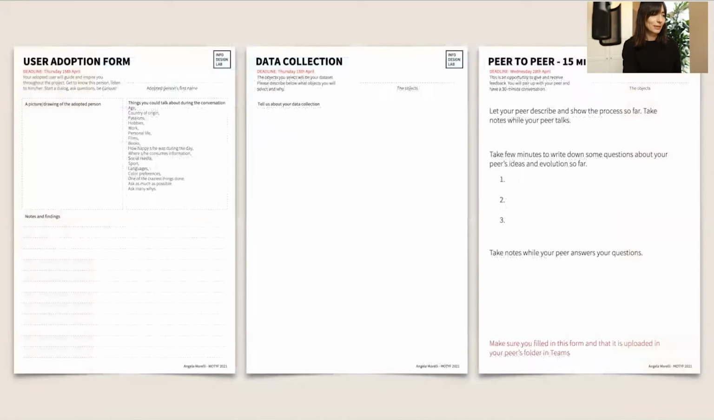So let's also look at the forms that we have already mentioned when I presented the program. These are the user adoption form, the data collection form, and the peer-to-peer form. So both the user adoption form and the data collection form will be uploaded in your own folder in Teams by the 15th of April. And the peer-to-peer form is something that you can use on Wednesday, 28th of April, or a little bit before or after that, as soon as you manage to set a video call with your peer to exchange notes and feedbacks on the progress of the project.